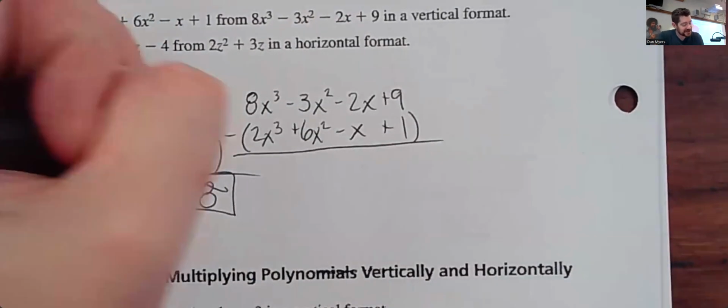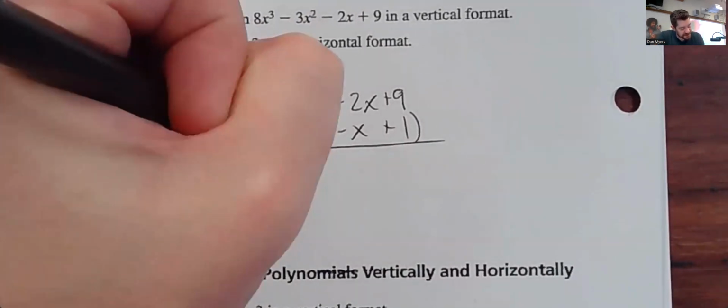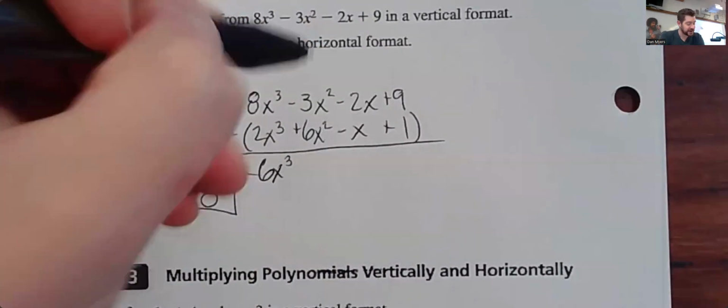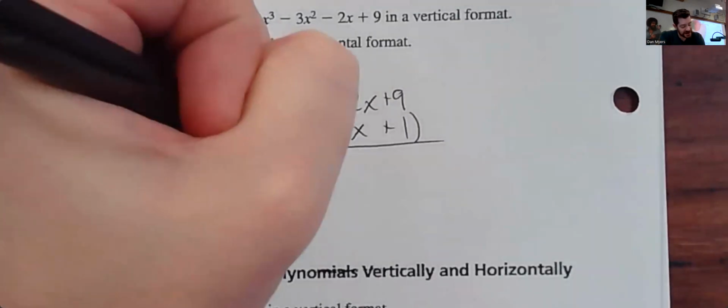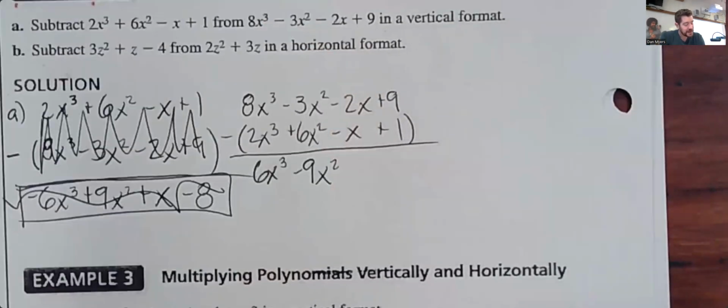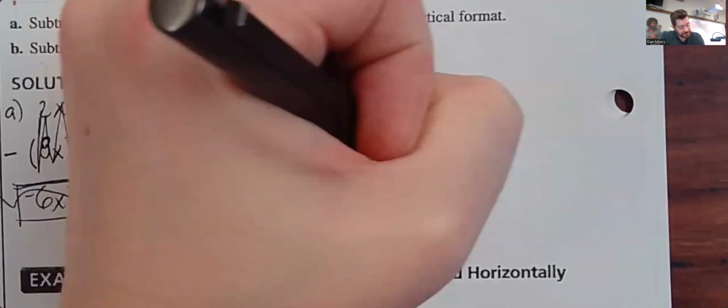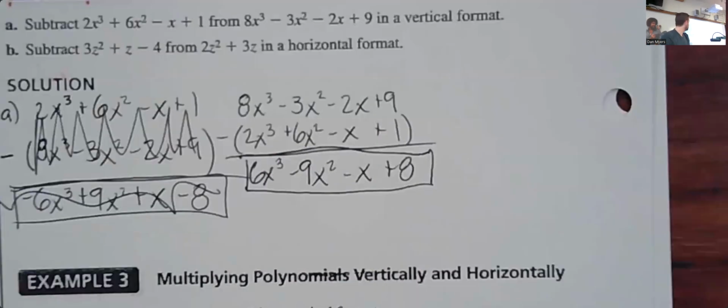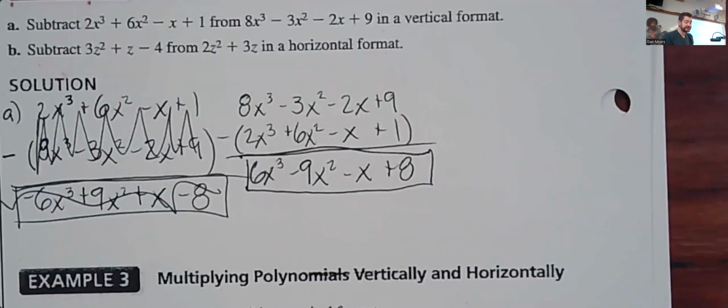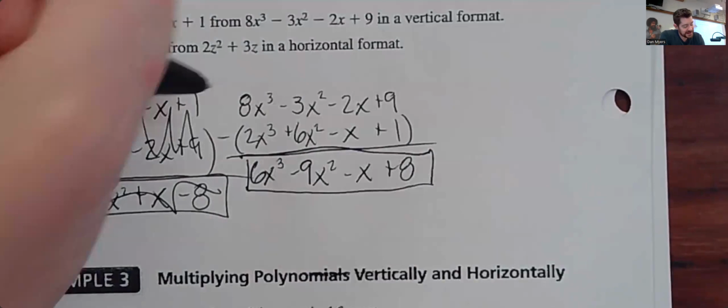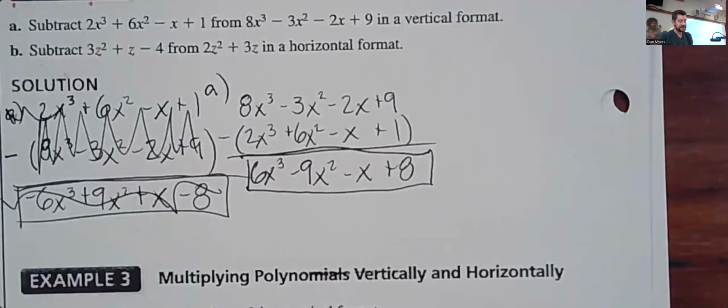All right. 8 minus 2 is 6. So that's positive 6x to the third power. Everything's going to be opposite, by the way. Negative 3 minus 6 is negative 9. So that's minus 9x squared. Negative 2 plus 1 is negative 1. So minus x. And then 9 minus 1 is 8. So there we go. Everything turns into its opposite. So that is A.